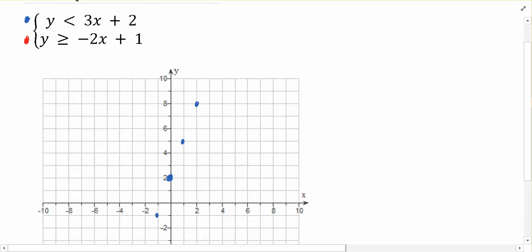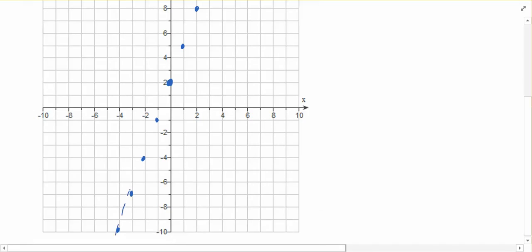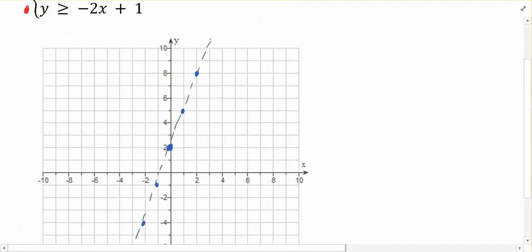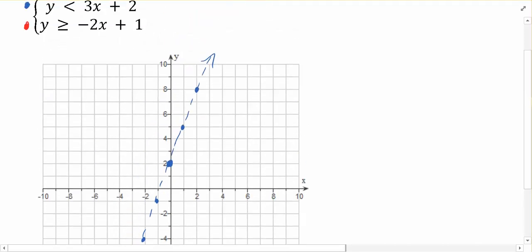Now this one had just less than, not or equal to, so this one better be a dotted line. So I'm going to use a dotted line to connect my dots. And I'm not going to worry about the shading yet. We'll get to the shading in a minute.